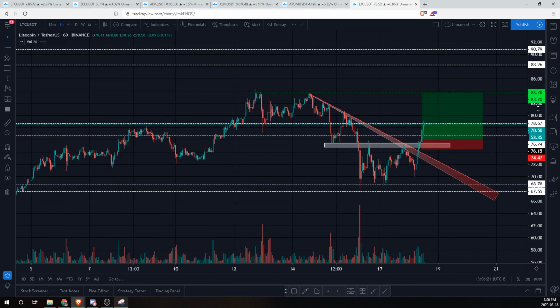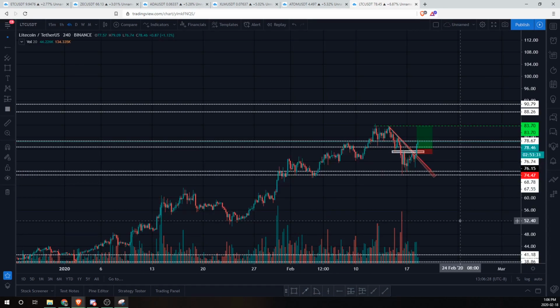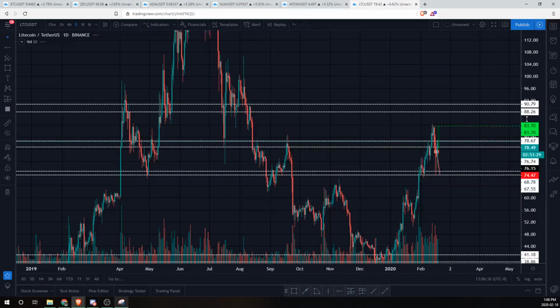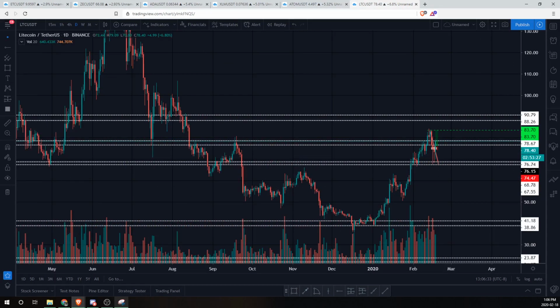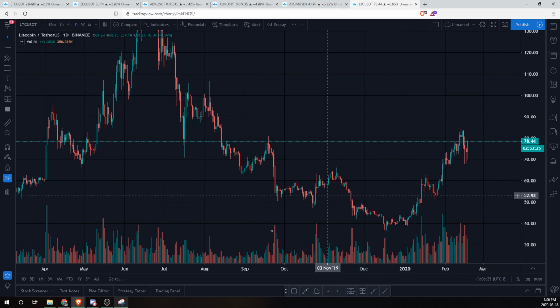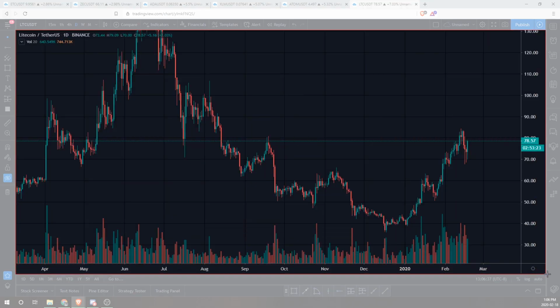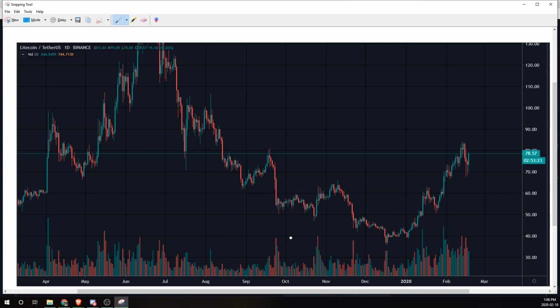So let's talk about Litecoin. Going back to the 4 hour and then moving forward. Actually, let's just go all the way back to the daily and even just take all the stuff off the charts and discuss what we're able to identify in terms of the market structure, in terms of the volume.